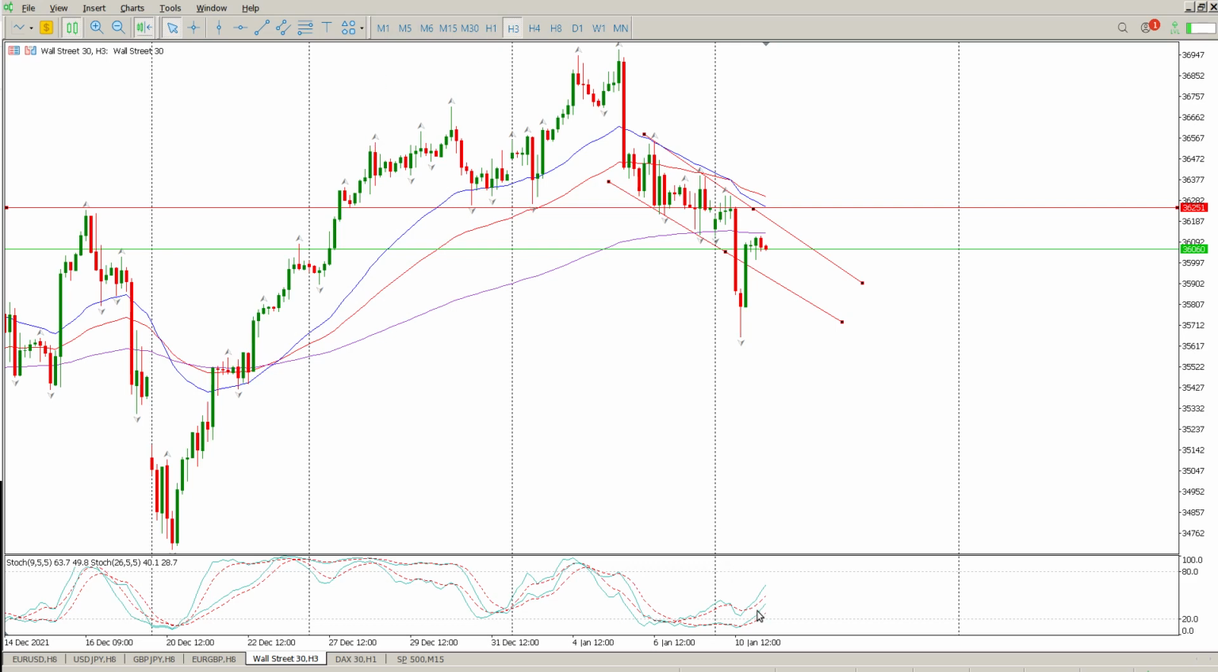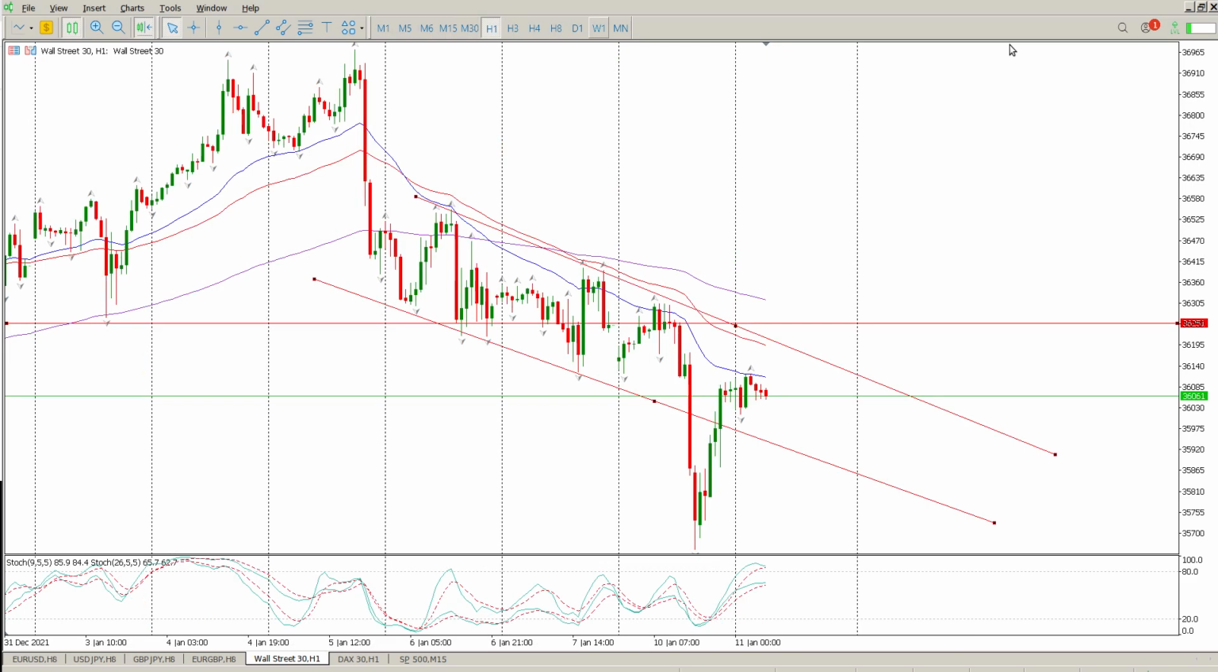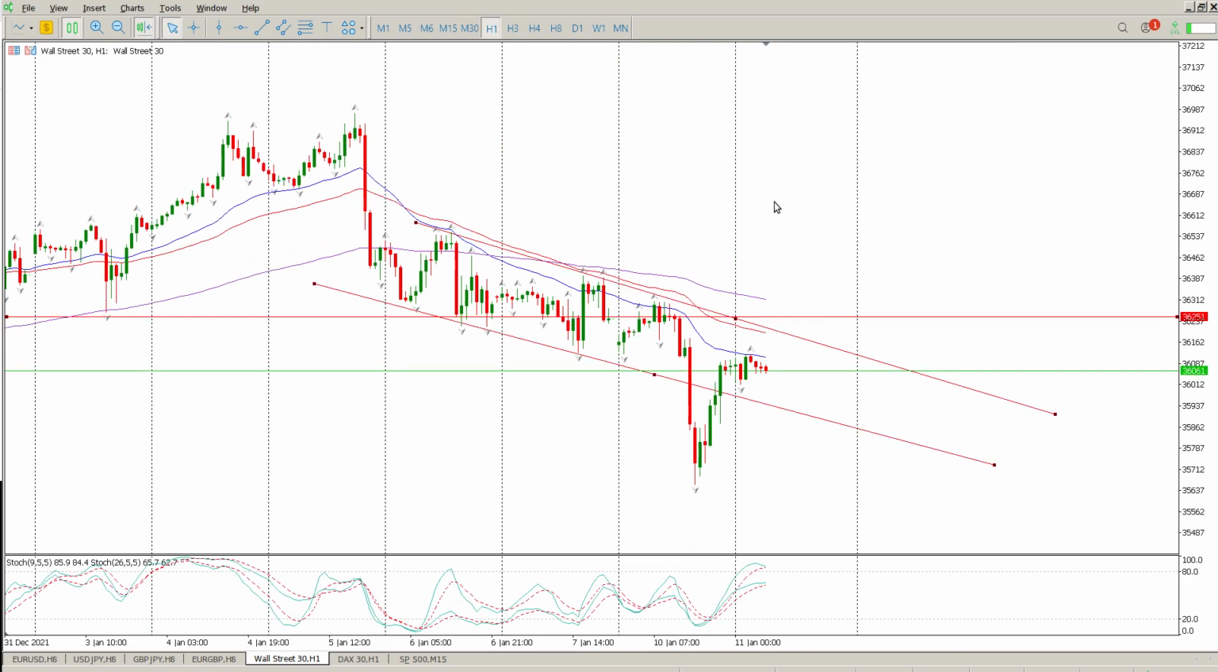Looking at the 3-hour, you should be looking for an opportunity to buy according to the oscillators. According to the moving averages, you should be looking to short. So it's kind of a coin toss scenario at the moment. Looking at the hour, the trend is still down. Look at the crossover here of the oscillators, so that is still down.